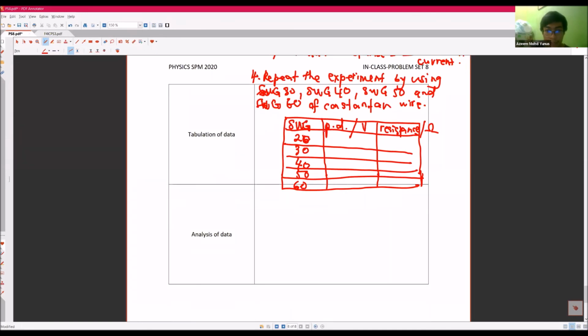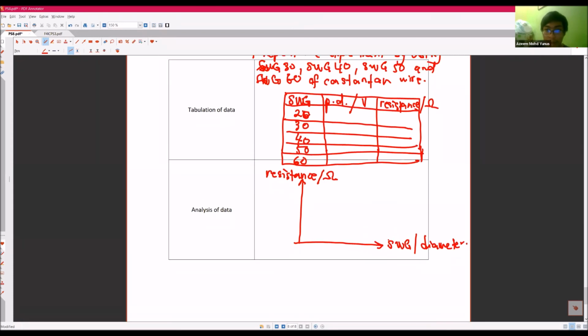So the analysis of data, make sure that you draw the axis using ruler. And then this is the SWG, or you can say it's diameter. Okay, that's all for today.